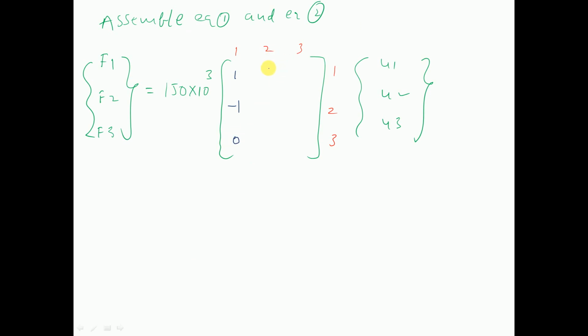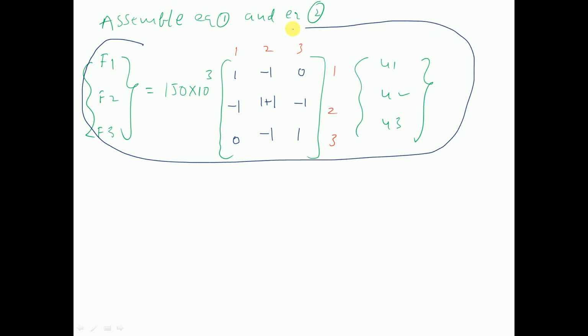Okay, the 2 1 element is -1 and the 2 2 element in equation 1 is 1, and the 2 2 element in equation 2 is 1, so we have to add 1 plus 1. The 2 3 element is -1 and the 3 1 element is 0. The 3 2 element is -1 and the 3 3 element is 1. This is nothing but the global finite element equation for the bar element.